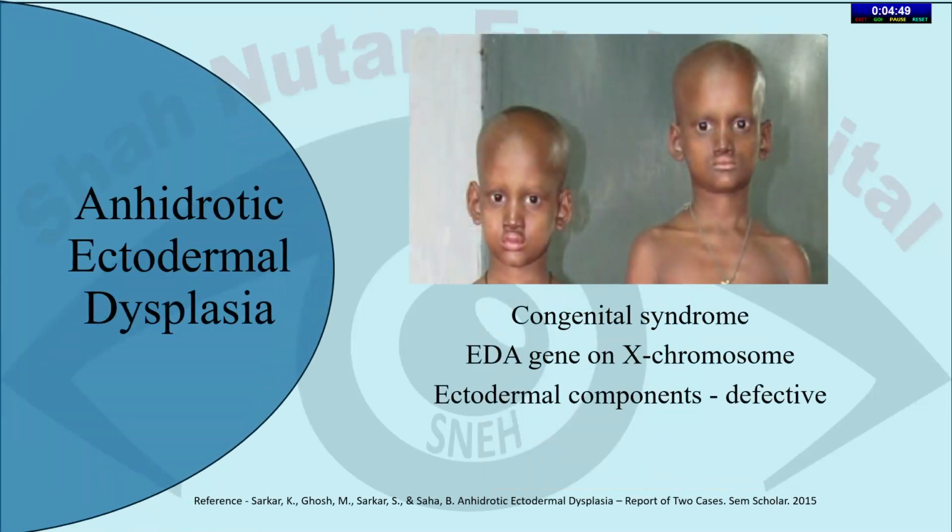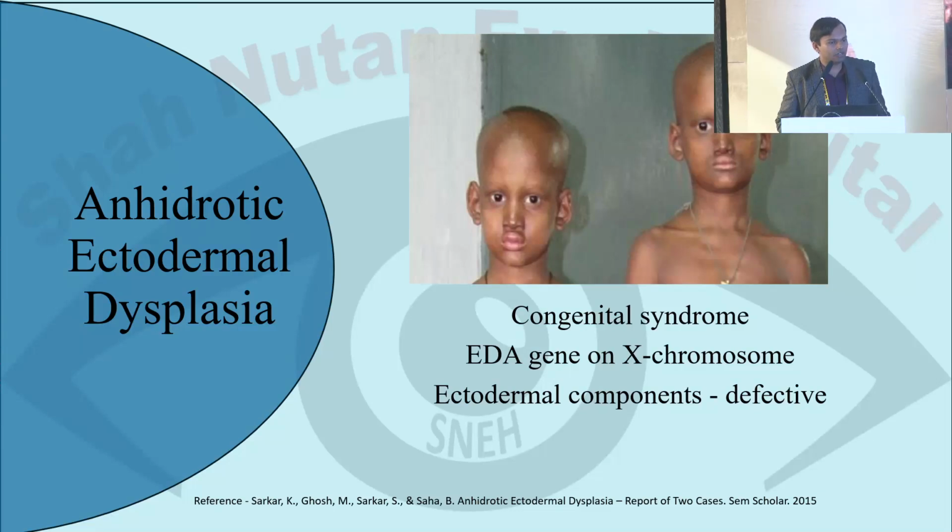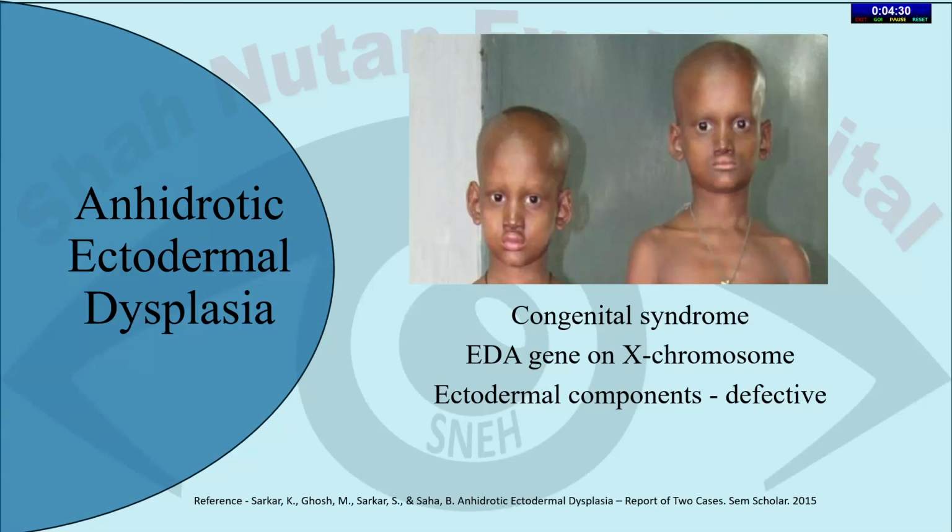Anhidrotic ectodermal dysplasia is a congenital disorder affecting the EDA gene, the ectodermal dysplasia gene on the X chromosome. It's an X-linked recessive disorder which mainly affects the ectodermal components, that is, hair loss, anhidrosis, that is loss of sweating, and teeth involvement. Characteristically, it does not involve the nails, the salivary glands, or the palms and soles as seen in palmoplantar keratoderma.